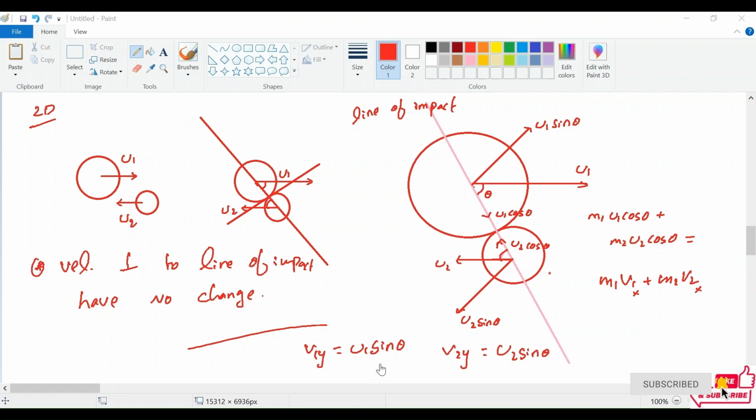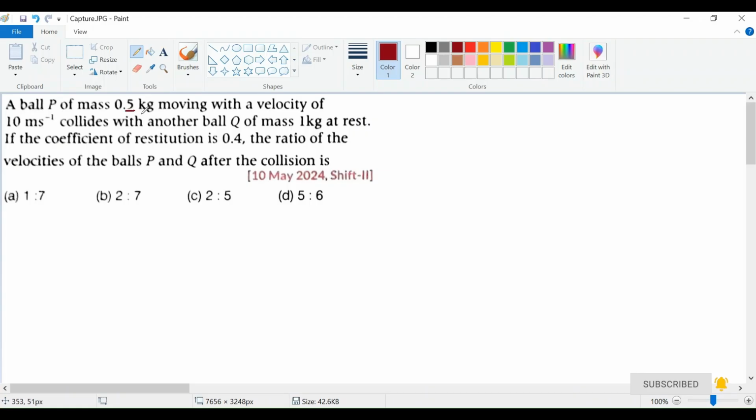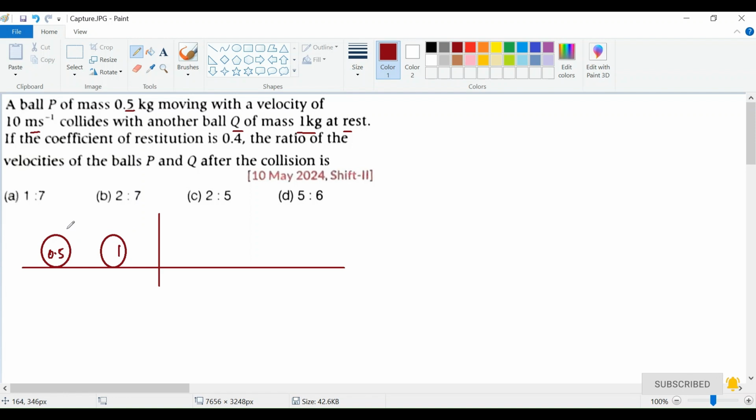Ball P of mass 0.5 kg moving with velocity 10 meter per second collides with another ball Q of mass 1 kg at rest. Let's make the diagram first. There are two balls, one is P, the other is Q. Now collision takes place. The first mass is 0.5 kg, the next mass is 1 kg. This is moving with velocity 10 meter per second, and this is at rest. Its velocity is 0.